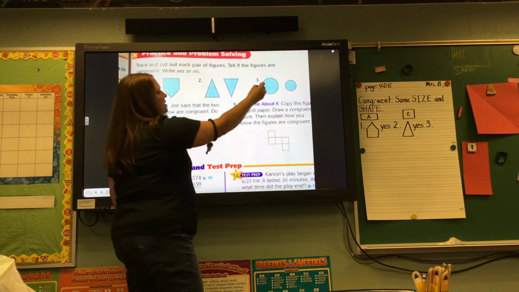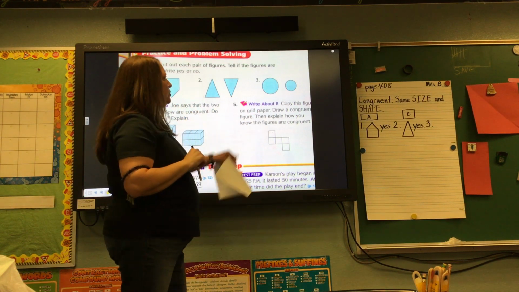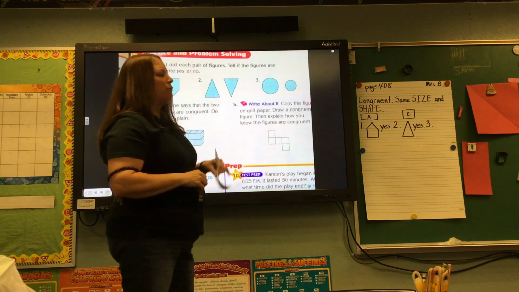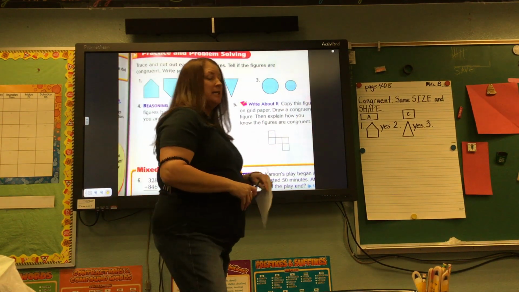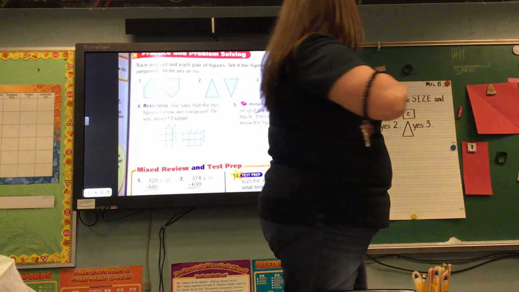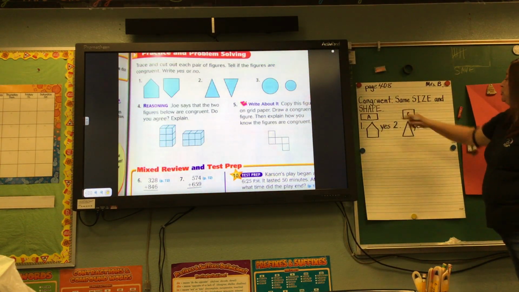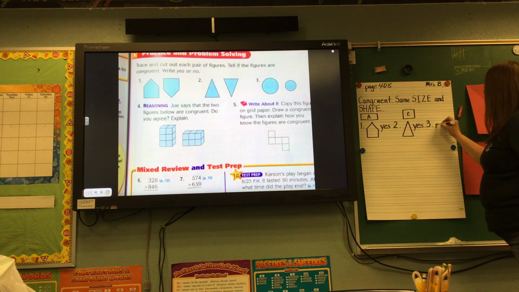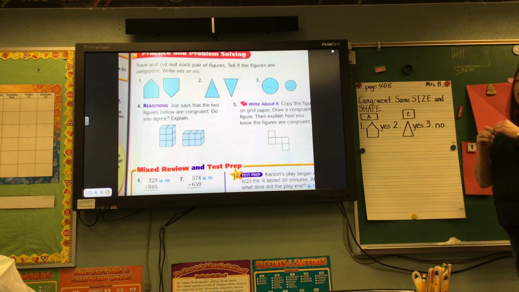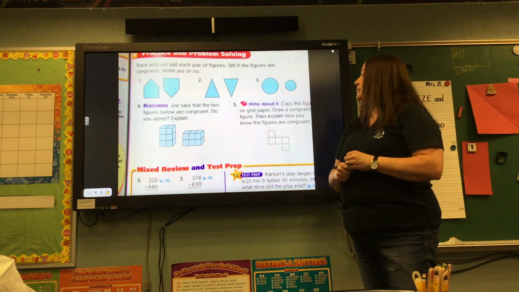No, this circle is much, much bigger. So I don't even really have to draw that one. I can just see that if I scoot this over, it is not going to be the same size. Remember, when we are doing congruency, both have to be the same size and the same shape. So for number 3, I'm going to put no. They do not match. Even though they're the same shape, they're not the same size.